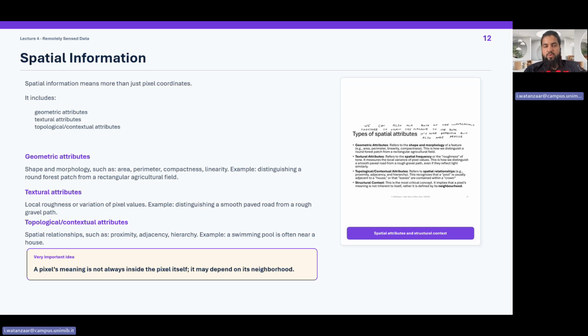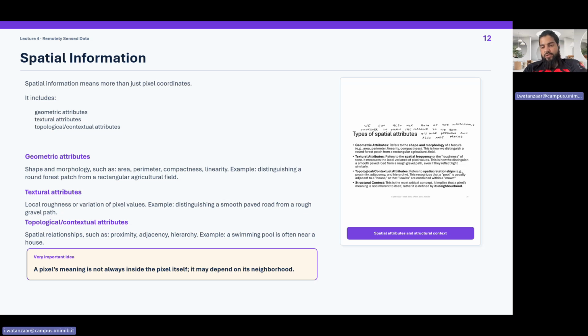But in the texture attributes, we are looking at the roughness or variation of the pixel values. This is now really important. The example is distinguishing a smooth paved road from a rough gravel path. This is exactly where texture helps. Even from the spatial resolution, we are deriving the texture attributes, which is exactly the local roughness or variation of pixel values, which are helping us to differentiate between the smooth paved road and a gravel path.